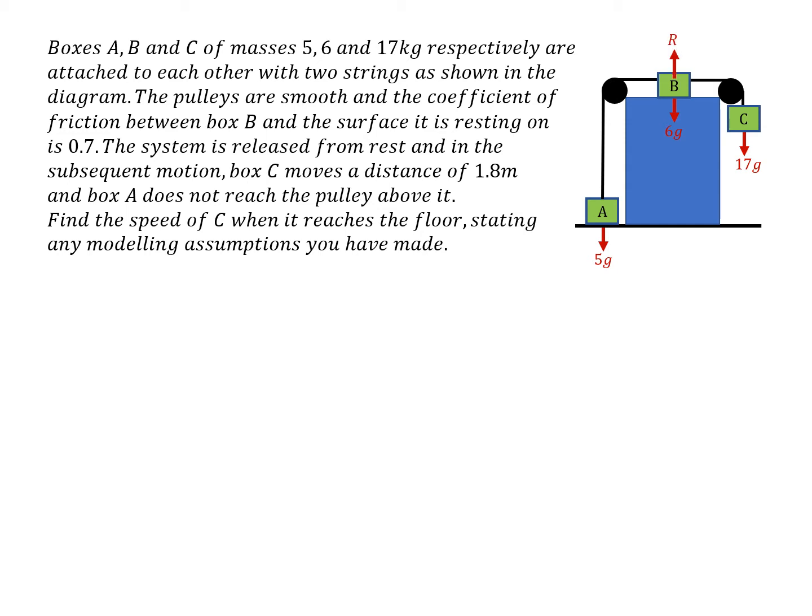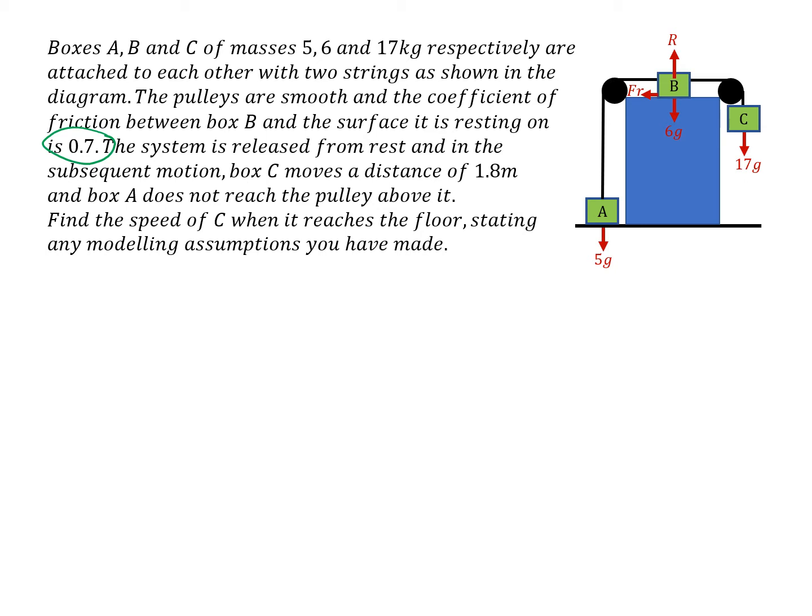We've got the normal reaction from the surface on box B. We've got friction. We've got the coefficient of friction is 0.7. And we have tensions in the string.